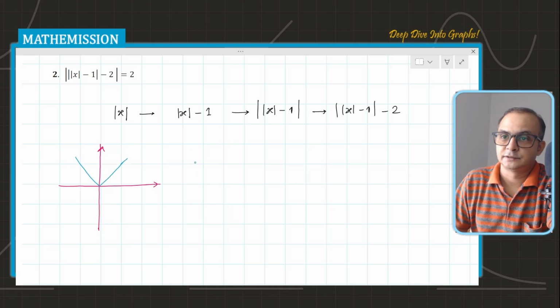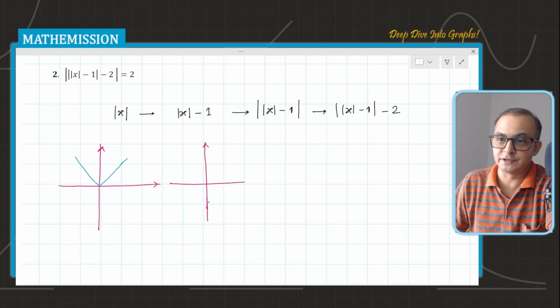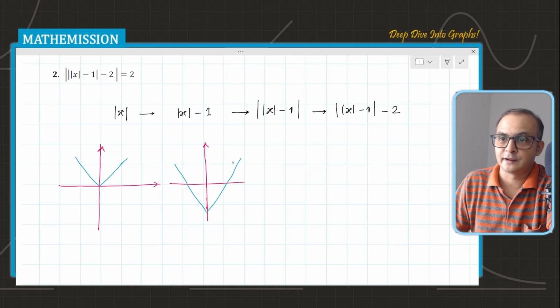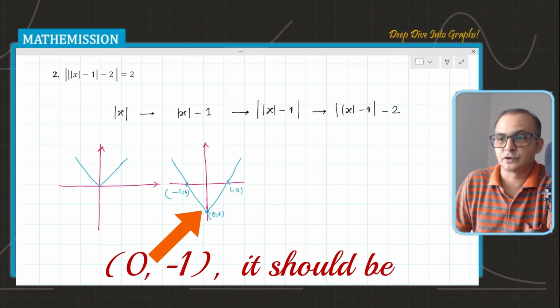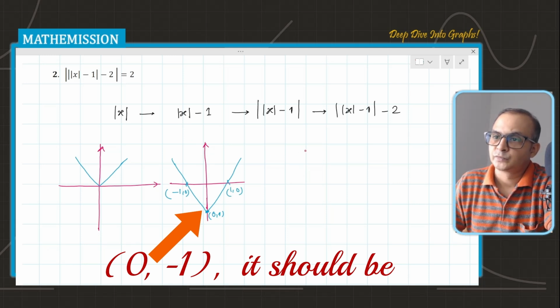The second part is we have to draw the graph of mod x minus 1. It means the previous graph will be shifted 1 unit down. It means the graph of mod x minus 1 will look like this, and we also identify where it will hit the x-axis and the y-axis. So we are shifting it down, so for sure this will become 0, negative 1, and this will become negative 1, 0, and this is 1, 0. You can look at this directly also.